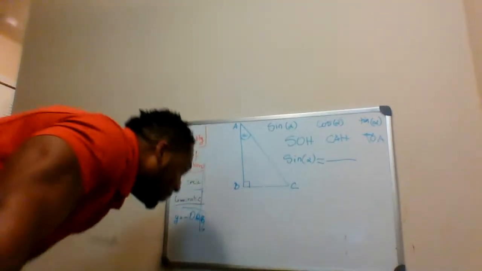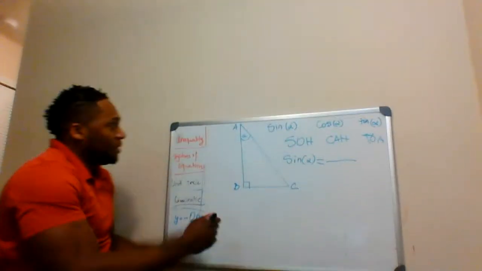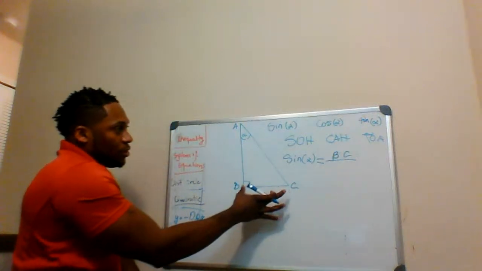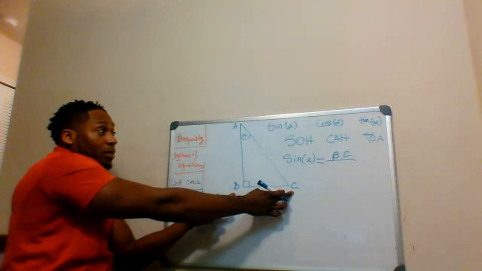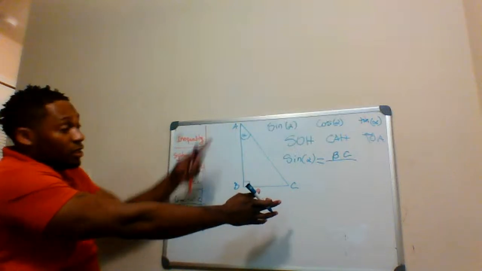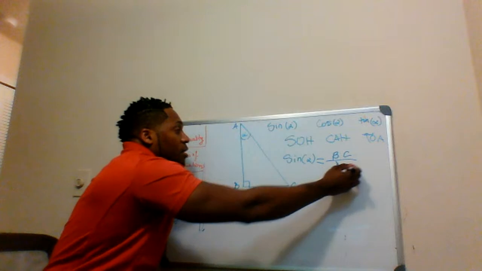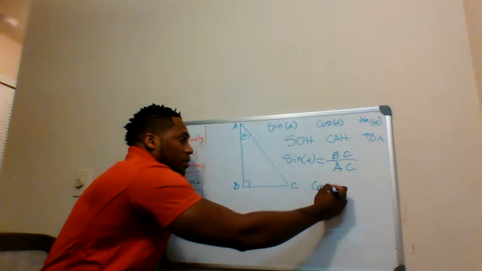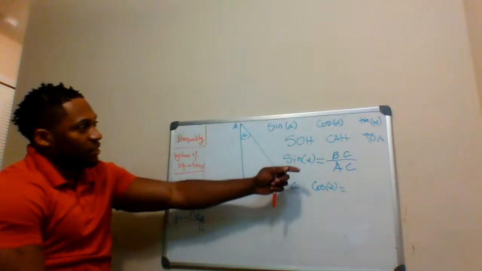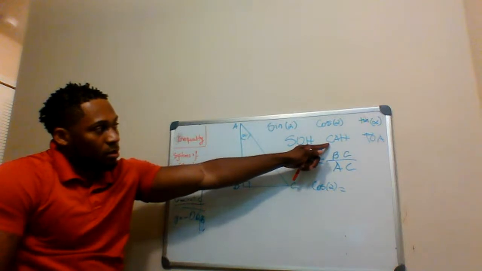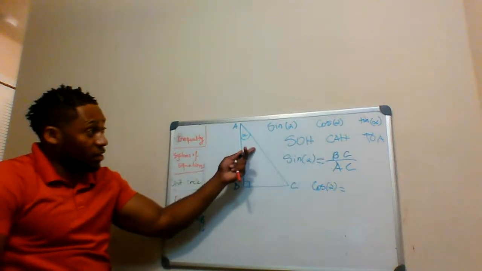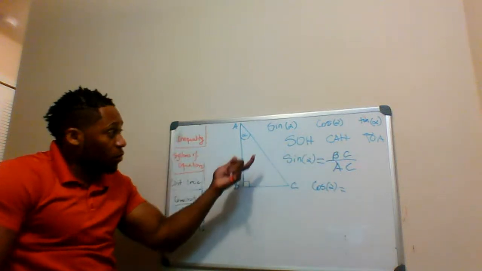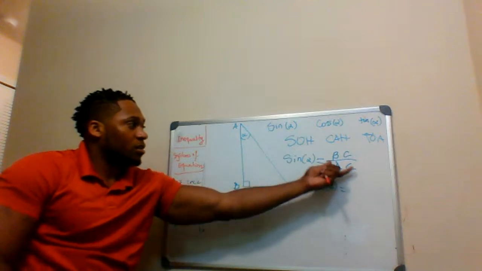Yeah, opposite over hypotenuse. So what I'm saying is, the opposite side of this is BC. That's correct, but I wanted to specifically mention the opposite side is BC, so that means BC over the hypotenuse, which is the longest side of the triangle, AC. Okay, that's the sine of alpha. What's the cosine of alpha? Cosine of alpha is the adjacent side in relation to this angle divided by the hypotenuse. So what's the adjacent side to alpha? So what would cosine of alpha be equal to in terms of letters?